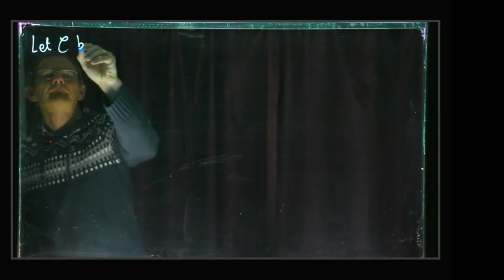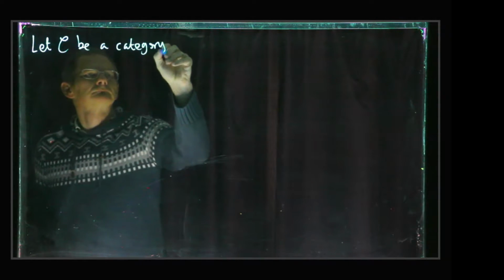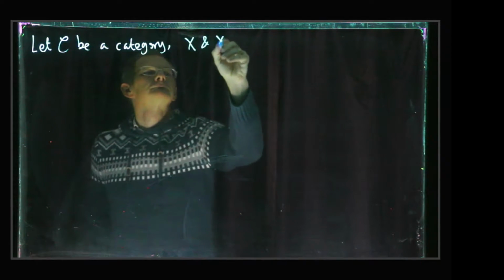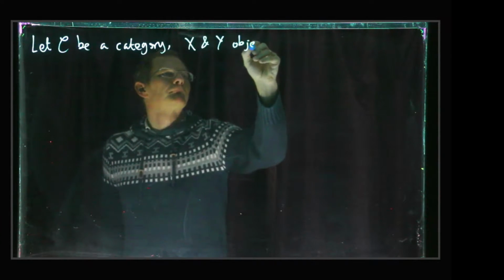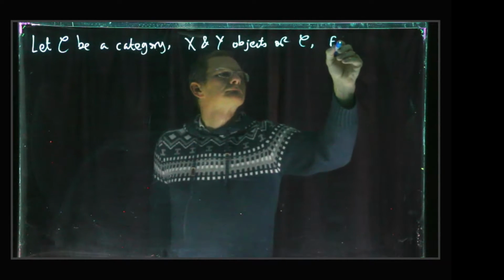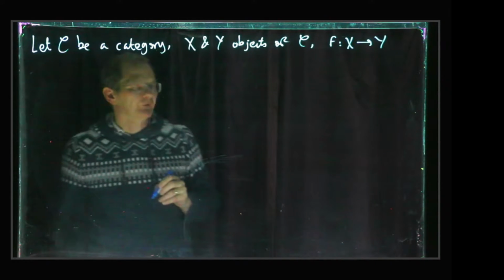And now I want to discuss the general categorical theory of isomorphisms. So let C be a category, and X and Y objects of C. And F from X to Y is going to be a morphism.